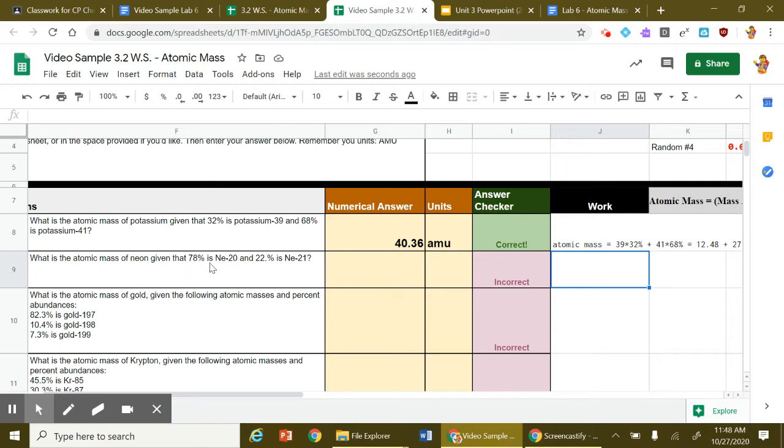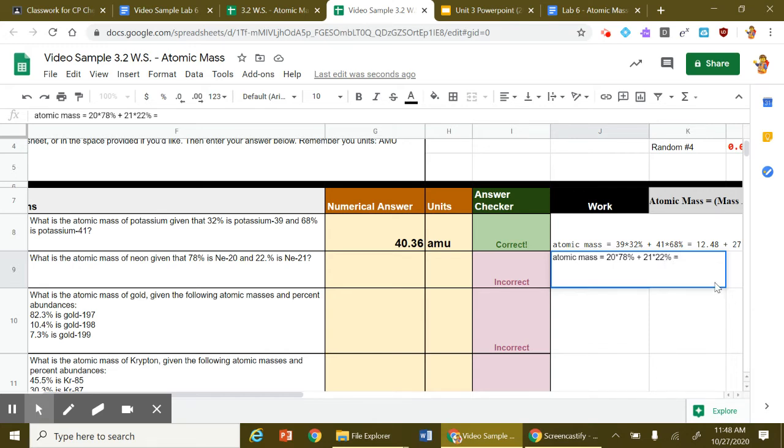What is the atomic mass of neon given that 78% is neon 20 and 22% is neon 21? Okay, so listen. I know that this atomic mass is going to be somewhere between 20 and 21. And it's probably going to be closer to 20 because a higher percentage of this is neon 20. So here I go. Atomic mass equals neon 20, mass of 20, times 78%, plus neon 21, which is 22%. Okay, so what is that?